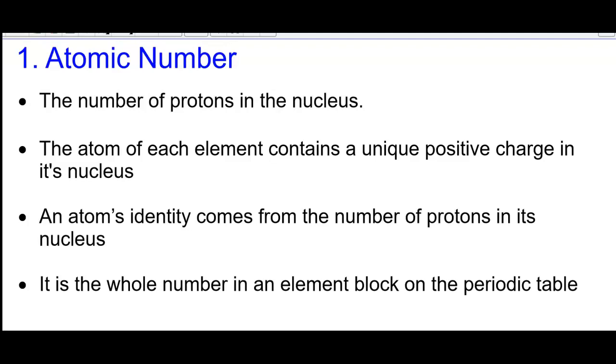The atom of each element contains a unique positive charge in its nucleus. An atom's identity comes from the number of protons in its nucleus. So we know who the atom is based on the number of protons it has. Or we could likewise say we know who the atom is based on its atomic number. It is a whole number in the elemental block on the periodic table.